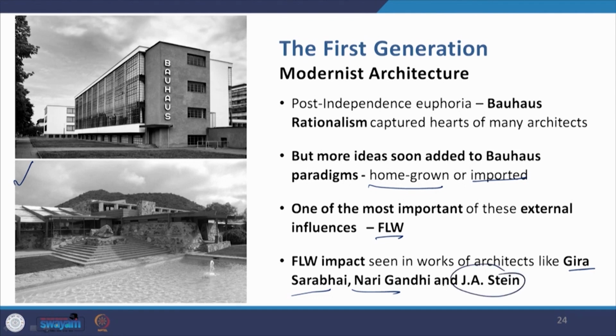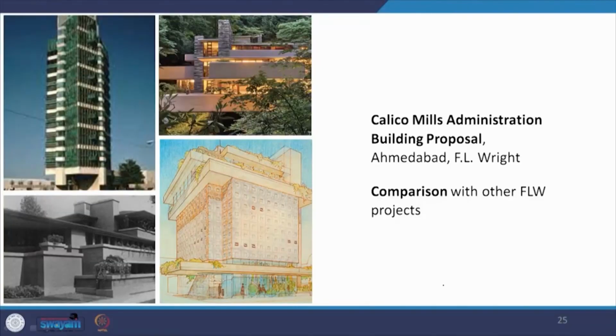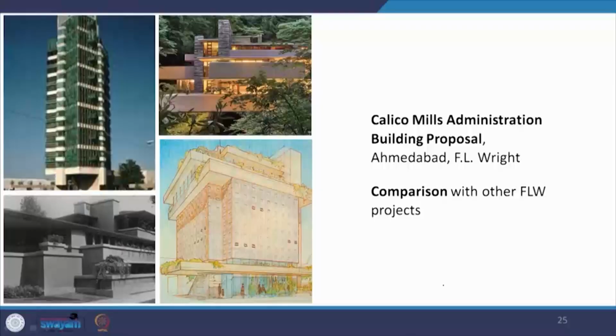Stein did not study under Frank Lloyd Wright, but Stein was influenced by Frank Lloyd Wright, because for several years Stein had worked in the United States and designed and executed buildings there. Now, none of Frank Lloyd Wright's buildings were executed in India. One building he did design, the Calico Mills Administration Building proposal in Ahmedabad, was never built.